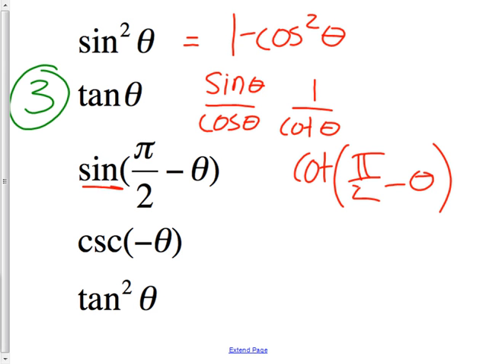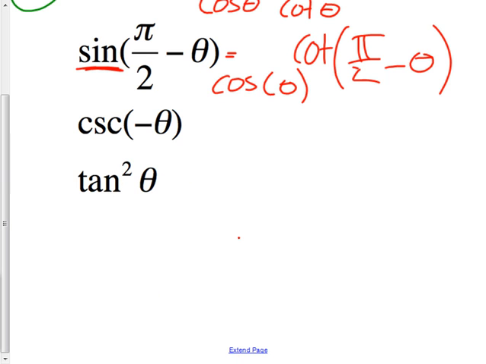Okay, using co-functions again. Sine of pi over 2 minus theta. Who is sine's co-partner? Cosine. So this would be equal to cosine of theta. Good job. Okay. Now, cosecant. Who is cosecant? Cosecant's the evil twin of who? Sine. And sine's odd or even? Odd. And when something's odd, what happens to the negative? It just moves to the outside.